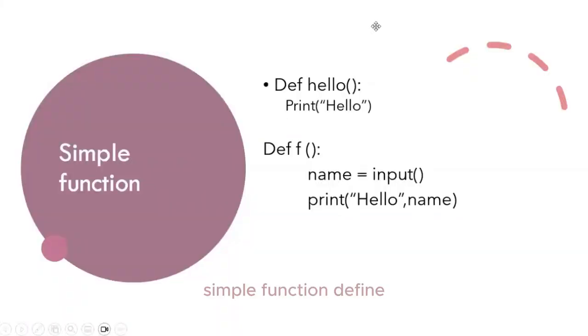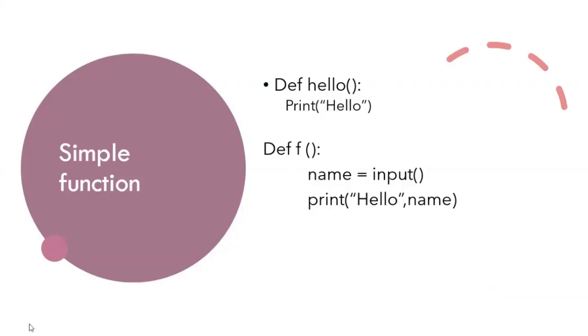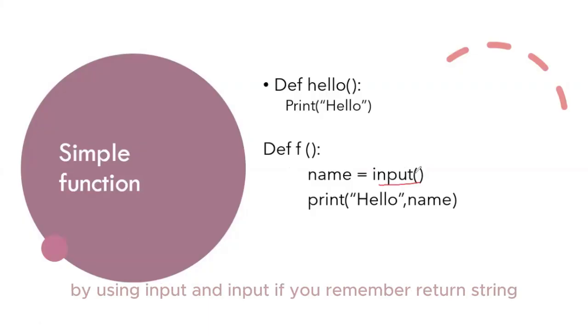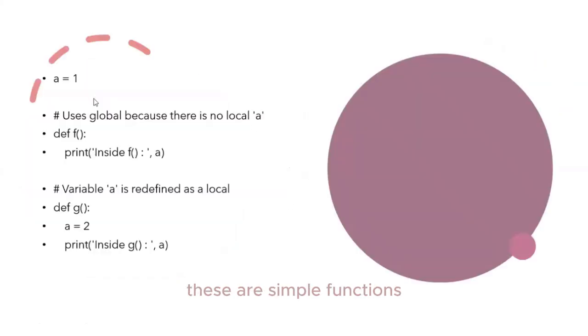A simple function: define hello and print hello, or get the input from the user by using input, and input, if you remember, returns a string. Store the returned value inside the name variable and print hello and the name variable. These are simple functions. Now we're going to talk about global variables and local variables.